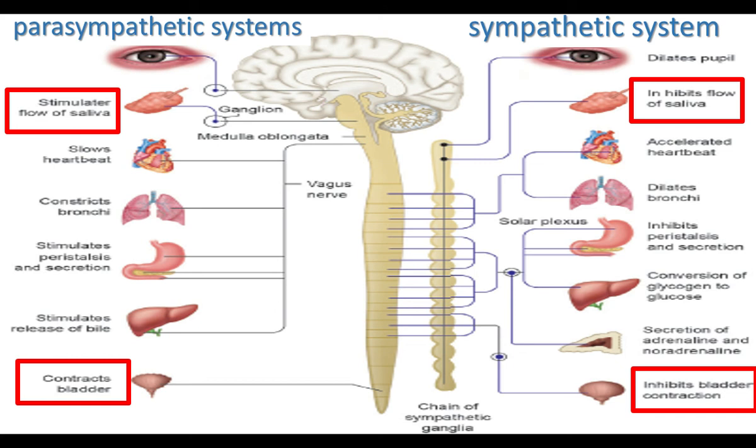These two systems, the parasympathetic system and the sympathetic system, are the components of the autonomic nervous system. They work oppositely to maintain balance so that the internal organs work normally.